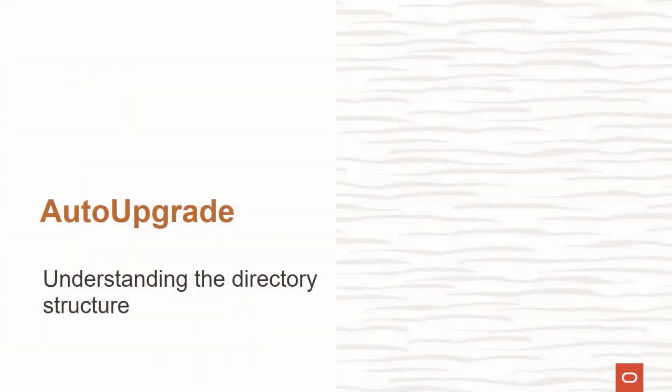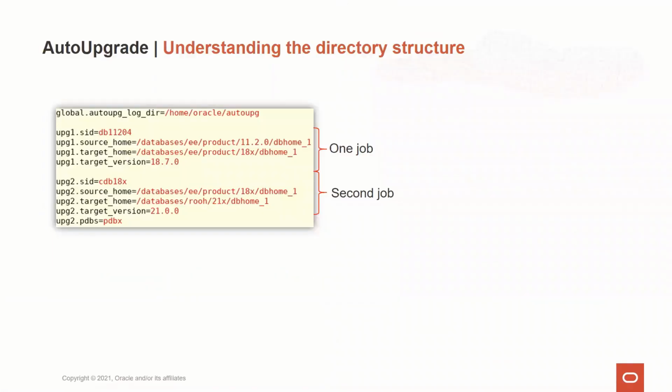Even though the AutoUpgrade has a powerful console that can be used to gather information of the jobs, this information can also be found in the log files. The AutoUpgrade separates the log files into different folders to isolate the information and make it easier to diagnose a given problem.